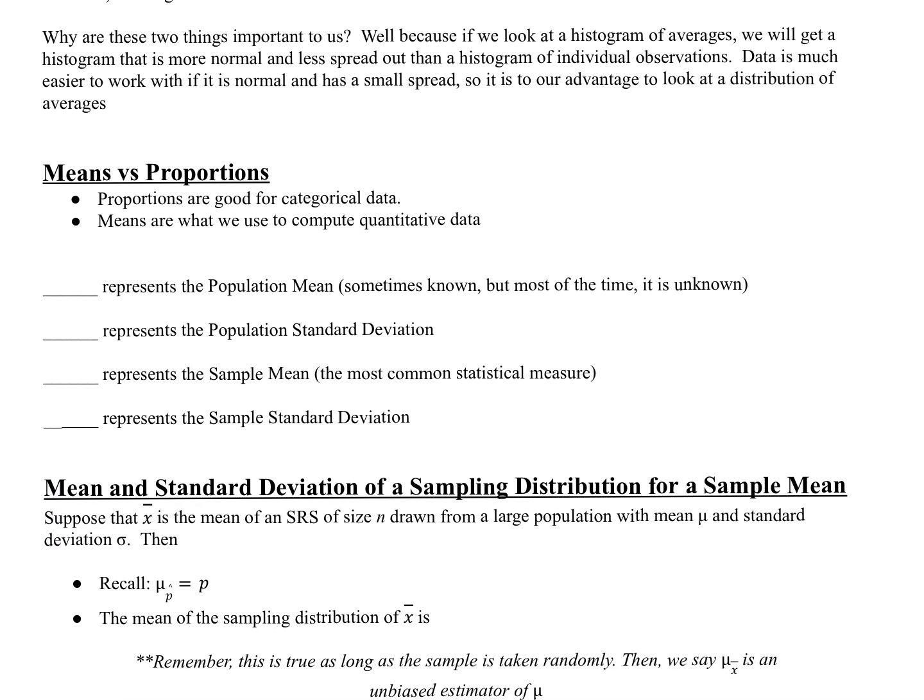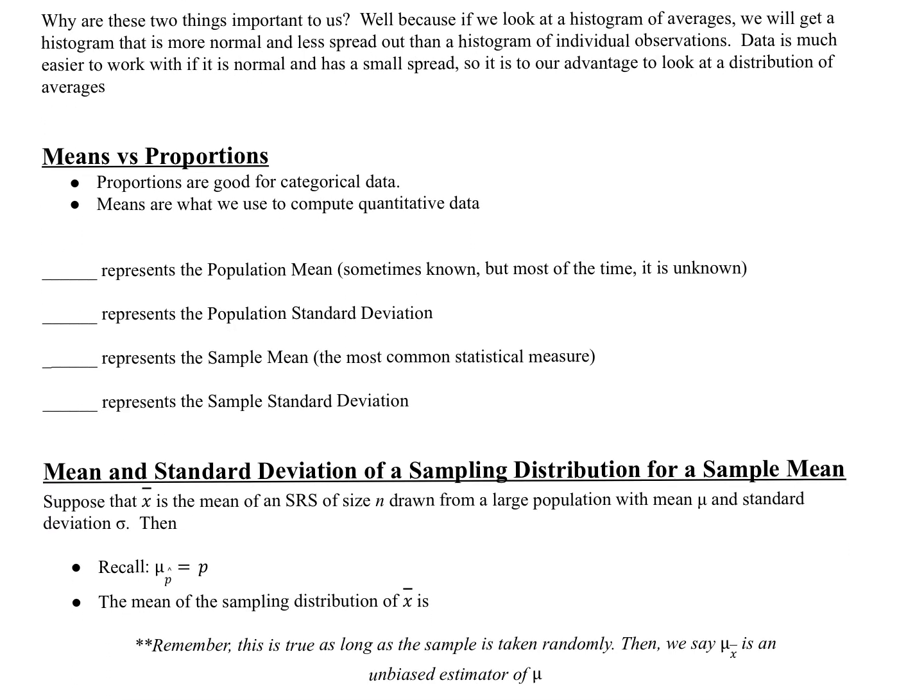So when we're deciding between means and proportions, proportions are typically used for categorical data. Proportions are very good when it comes to categorical data. Means are what we're going to use to compute quantitative data. So that means data that is numerical in design.